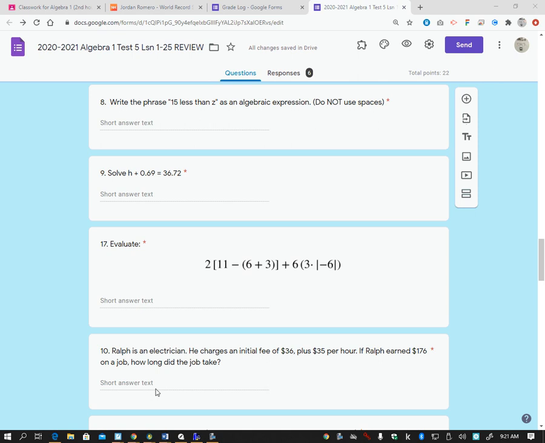No, because we're not solving for x. We just want the expression. That's a good question. The question was, could you write z minus 15 equals x? We're not trying to get it to equal anything. When it says an expression, there's no equal sign in an expression. Once there's an equal sign, an expression becomes an equation. What you wrote was an equation. What we want is just an expression.